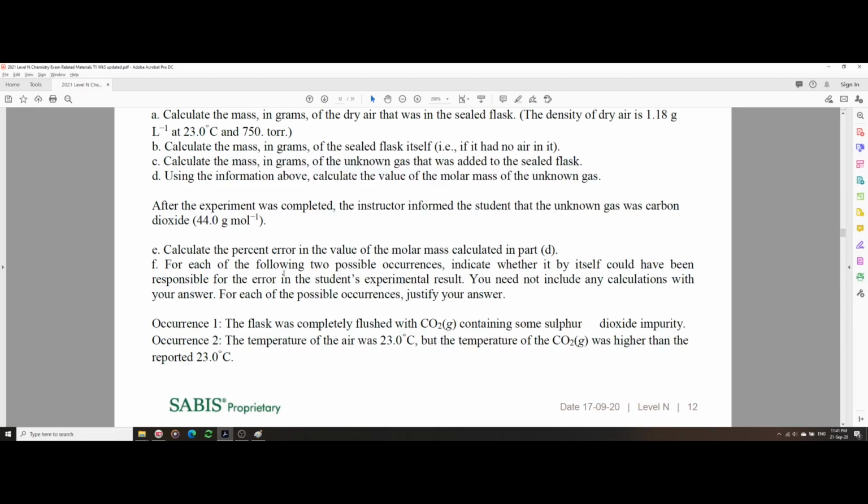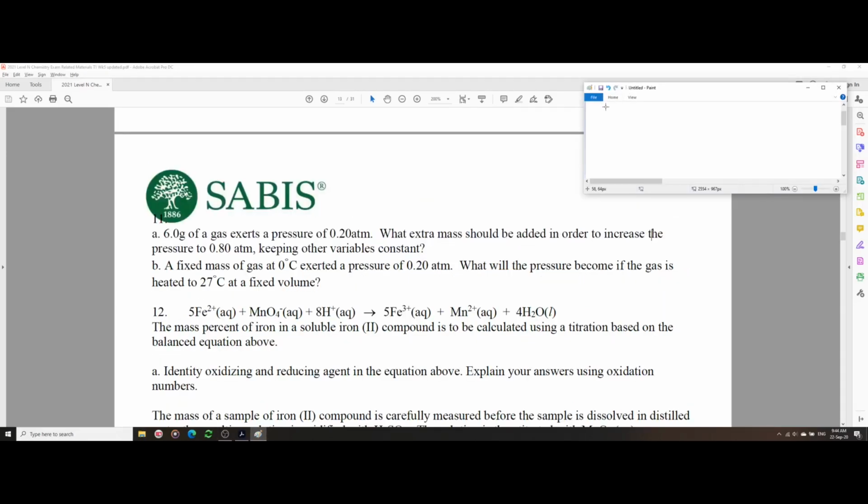Anyway, so next question, 11. 6 grams of a gas exerts a pressure of 0.20 atmosphere. What extra mass should be added in order to increase the pressure to 0.80 atmosphere, keeping other variables constant?